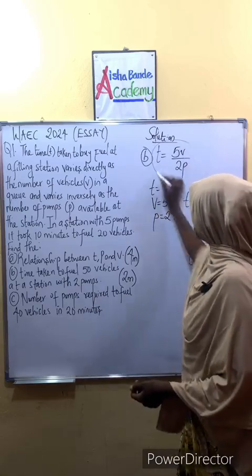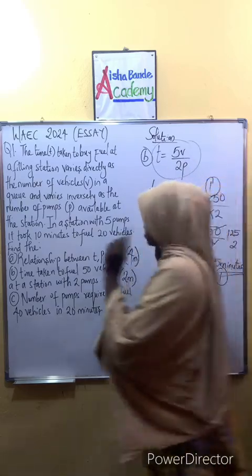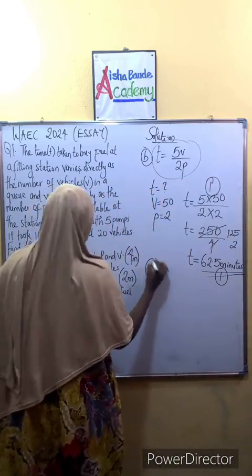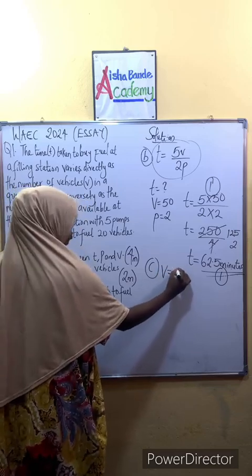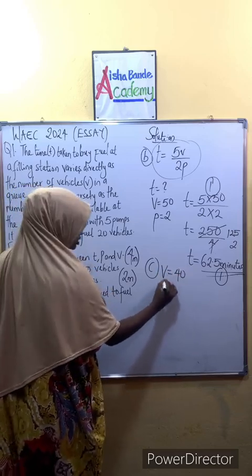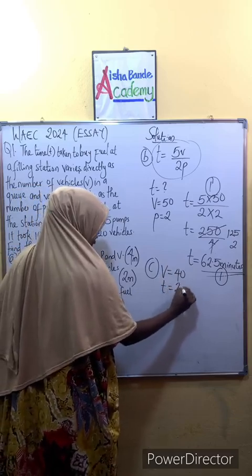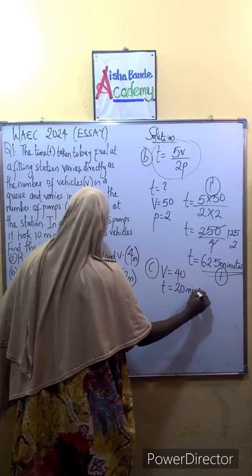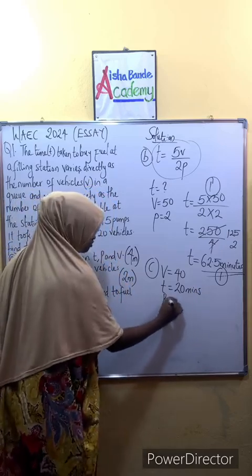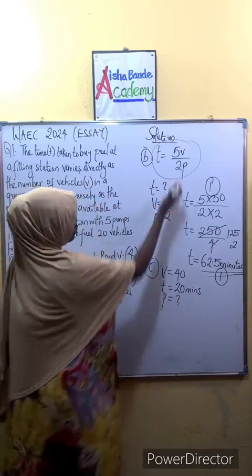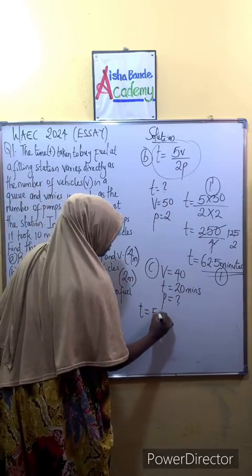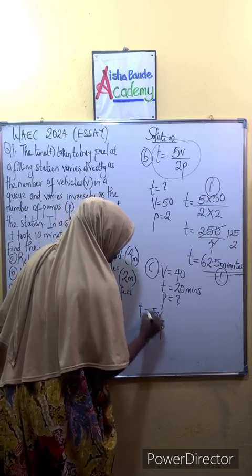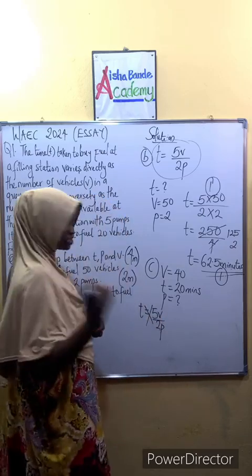So we're still going to maintain and use the same relationship. Let's bring out the parameters now. So the parameters given is the value for vehicles, which is equal to 40, and also the time, which is equal to 20 minutes. Okay, so we are asked to find the number of pumps. We have to find the value for P. So from the relation which we have, that T is equals to 5V over 2P, so let's cross multiply here to make P the subject of formula.